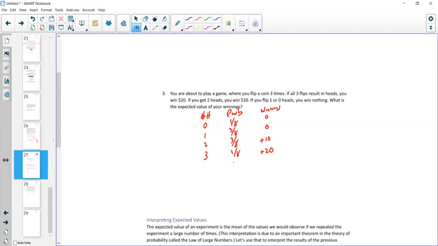So now I take my probability times my winning. 0, 0, 30 over 8, 20 over 8. We get 50 over 8, which is 6.25. What is the expected value of your winnings? $6.25.